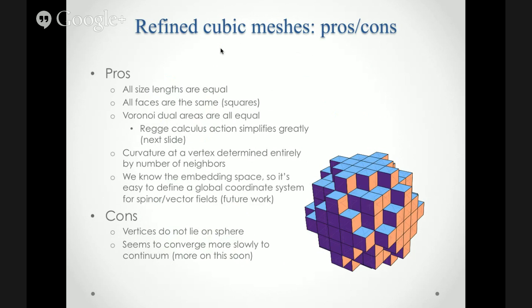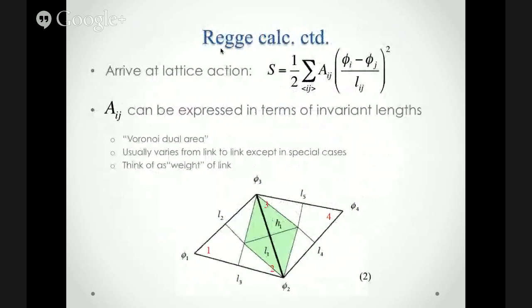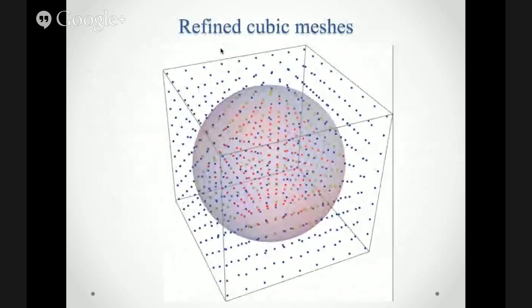Okay, so the pros and cons. Pros: all the side lengths are equal, all the faces are exactly the same, and they're squares. And if the faces are exactly the same, then the Voronoi dual areas for each edge are the same. You have to be a little careful, because if you want to think of it from the Regge calculus point of view, this formula back here, I should just write it on the board because I'll refer to it about 8 times. This formula was derived using triangles, and now we have squares.